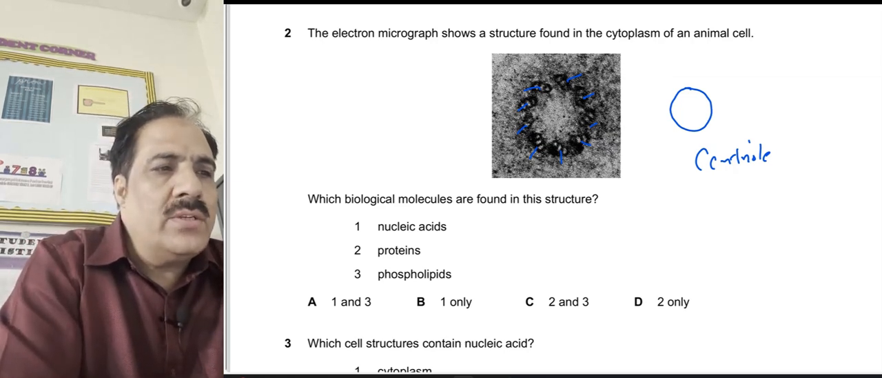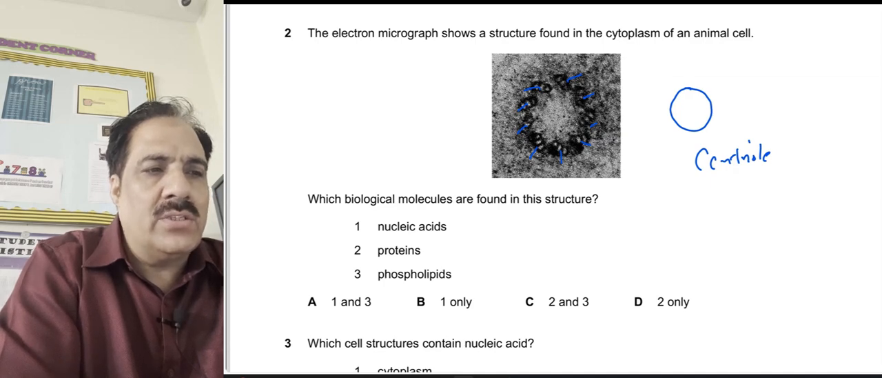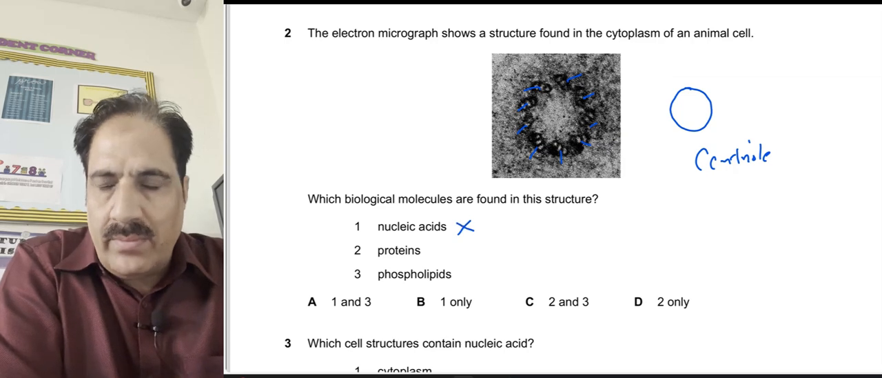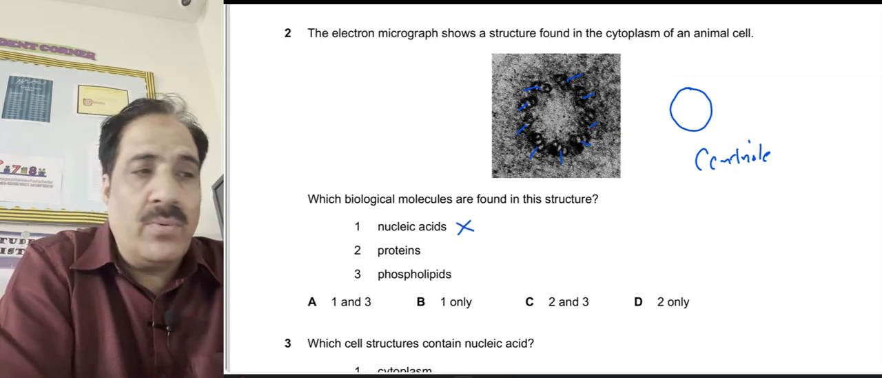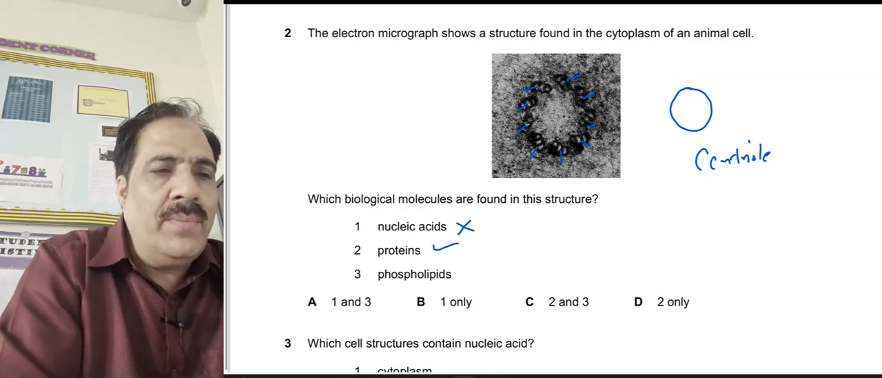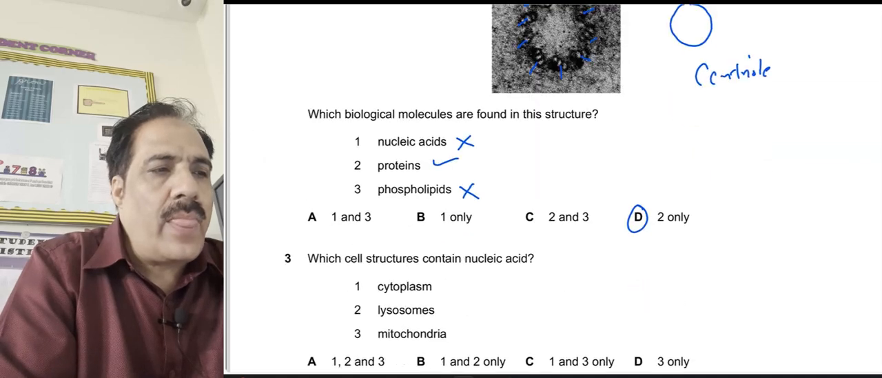So which biological molecules are found in this structure? Nucleic acids, no. These are completely the microtubules, and microtubules are made up of proteins. Proteins is yes, and they don't contain any phospholipids. So option D is the correct one.